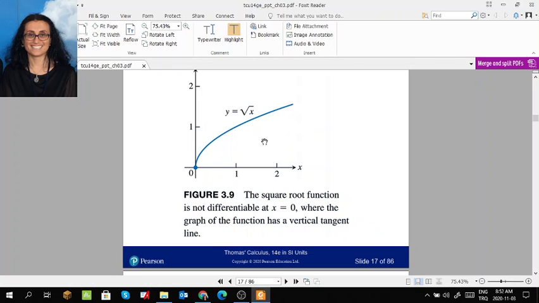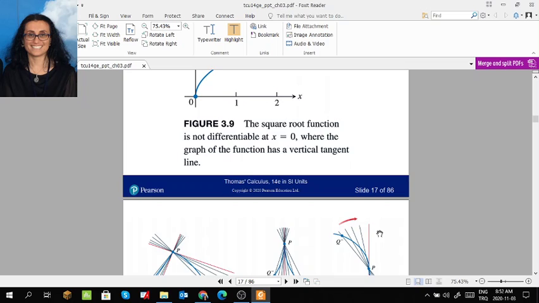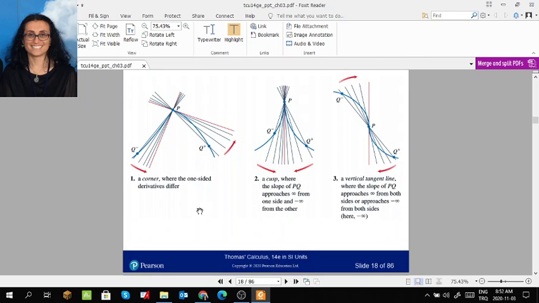Similarly, one can show that y is equal to square root of x is not differentiable at x is equal to 0, because if you look at the right hand limit, the limit is not going to exist. Okay, we have a vertical tangent line here. You can only draw a vertical tangent line here. So it doesn't exist. So there are three types of situations here where the derivative does not exist.